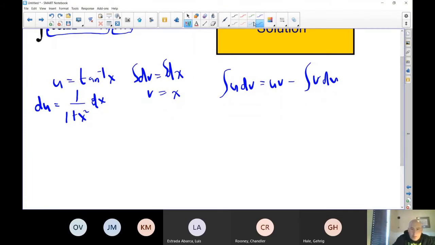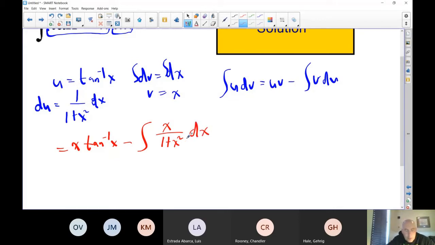Okay, so let's fill in the formula. The formula says the integral of u dv, which is our original question, is uv, x multiplied by the inverse tangent of x. Subtract the integral of v multiplied by du. That would be x multiplied by 1 over 1 plus x squared. I'm going to write that like that. So there's what I arrive at.